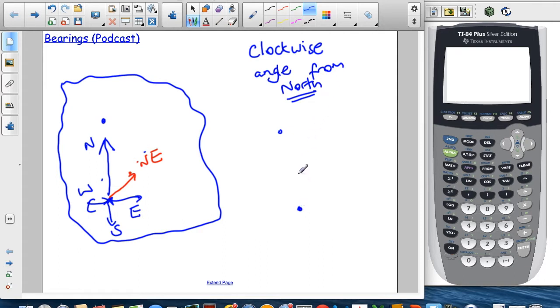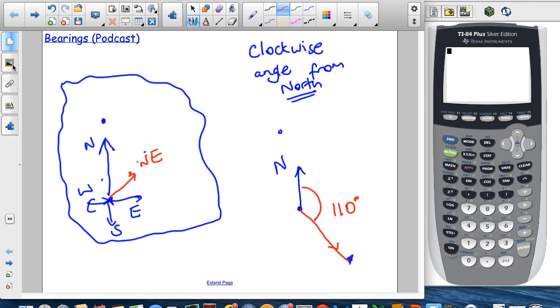So if this is my starting point and this is the north line, let's say I want to travel over here, in this direction. Then I would measure the clockwise angle from north, and that would be my bearing. In this example, it would be, let's say, 90, maybe 110 degrees. Yeah, that's a good estimate.